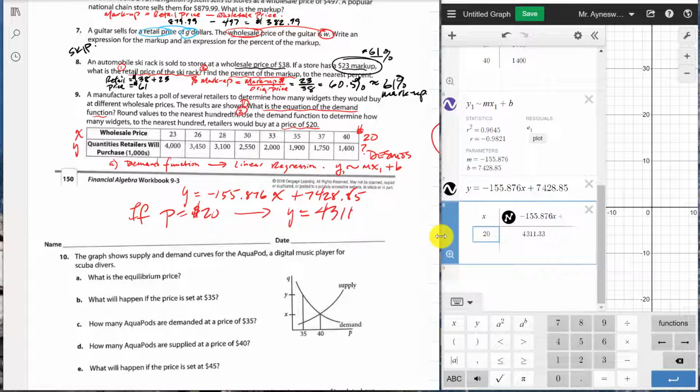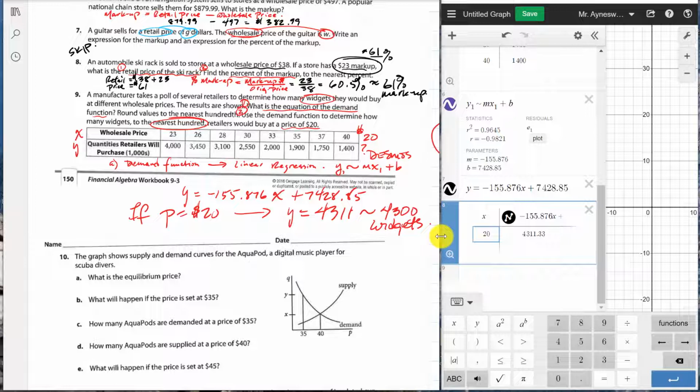The publisher says 4,300. They're rounding to the nearest 100, so this is approximated as 4,300 widgets. Yeah, they're widgets. It's a general term, kind of like a business term. So if we set the price to $20, then demand would be 4,300 widgets.